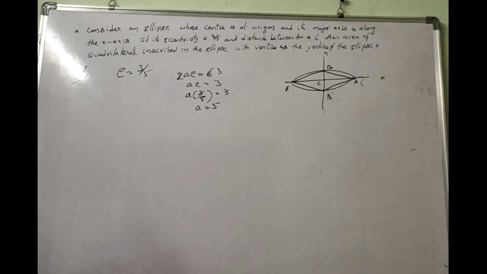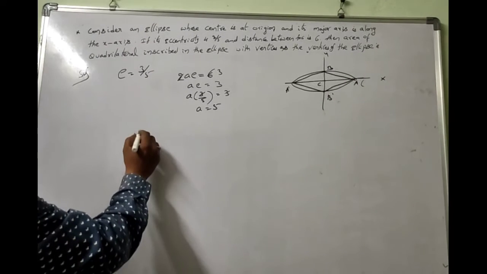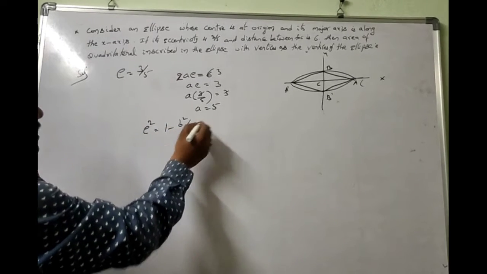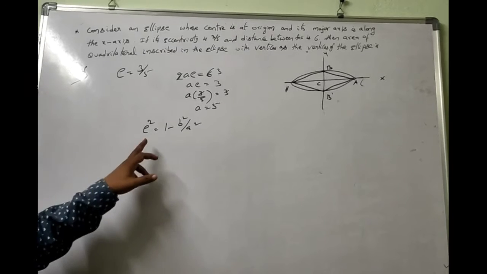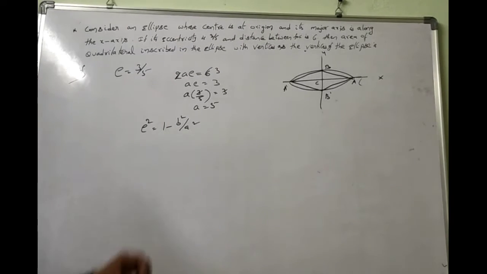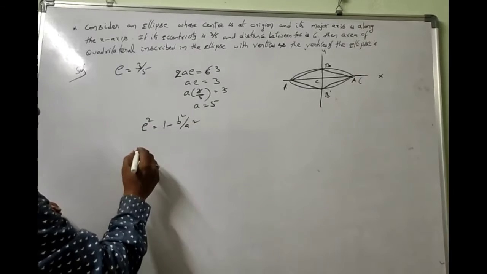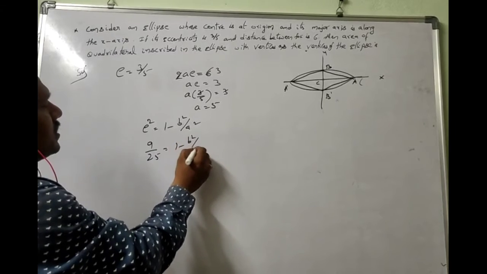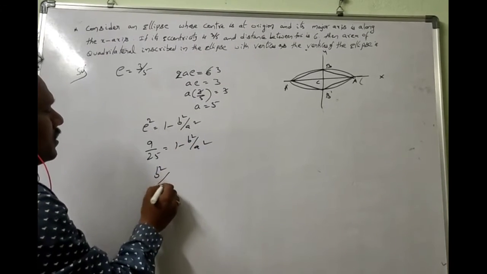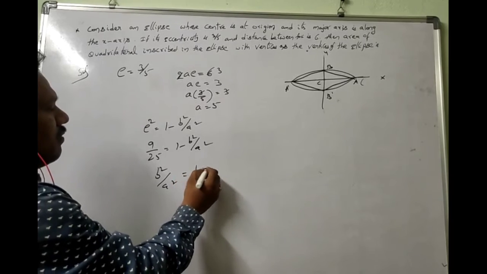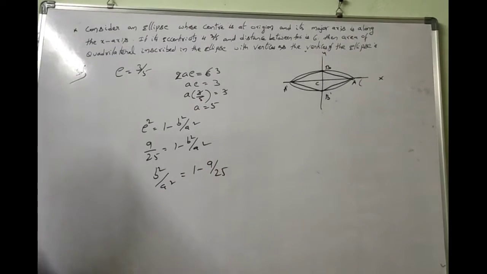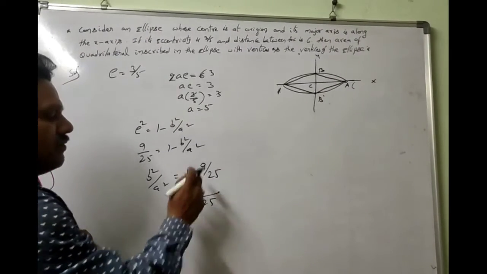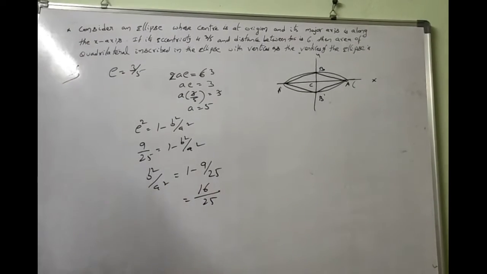And then we want the value of small b also. In an ellipse we know e square is equal to 1 minus b square by a square. The eccentricity e is given as 3 by 5, so e square is 9 by 25, equal to 1 minus b square by a square. So b square by a square is equal to 1 minus 9 by 25. If we take LCM, 25 is the LCM. Here we get 25 minus 9, and 25 minus 9 is 16 by 25.